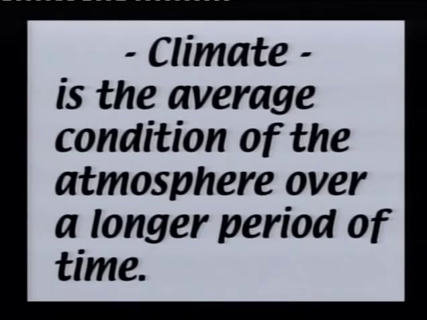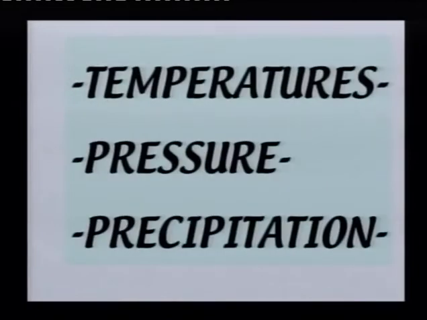There are three important factors which come in with the definition of climate: temperature, pressure, and precipitation. So when we are dealing with the conditions of the atmosphere over a longer period of time, we look at those three factors. When we try to explain the climate of a particular region, we need to look at those three factors to give a description.